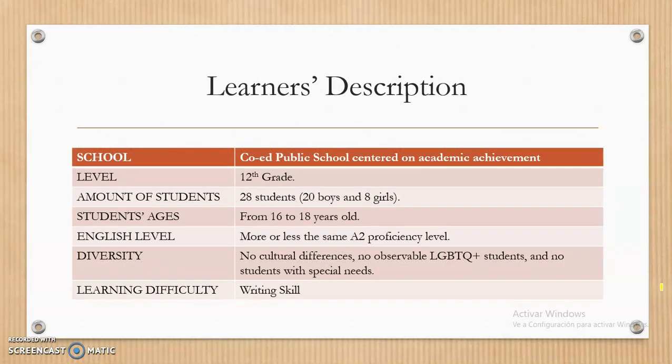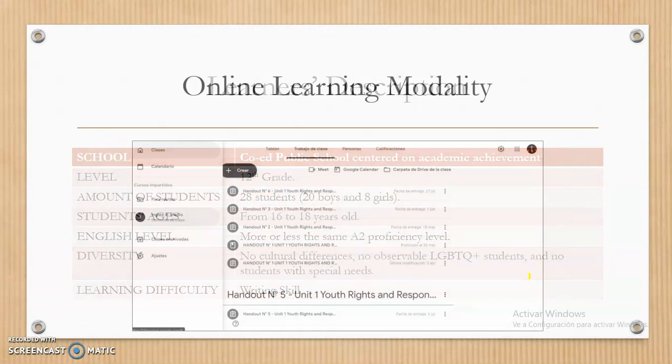In an attempt to cope with the already mentioned research gap, I conducted an investigation project on online learners' motivation at the school where I'm currently doing my practicum. Here I'm in charge of teaching a very homogeneous group of students, a 12th grade class composed of 28 students from 16 to 18 years old. They all have more or less the same A2 proficiency level, and in terms of the learning difficulties, they usually have problems with the writing skill.